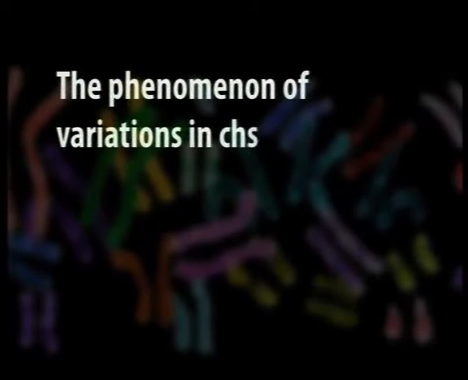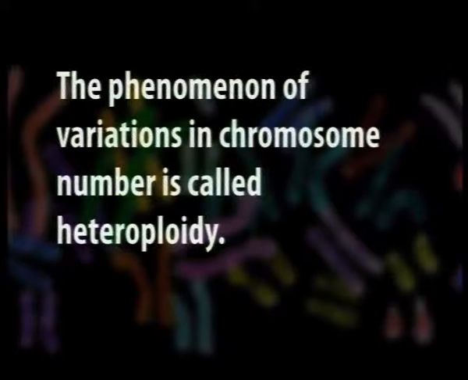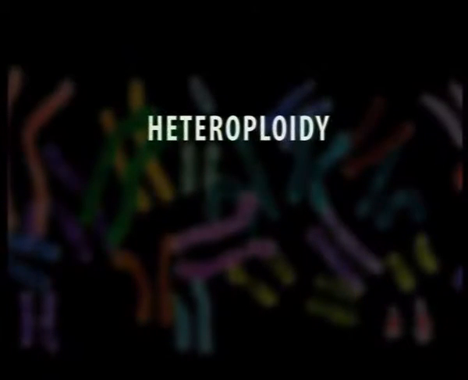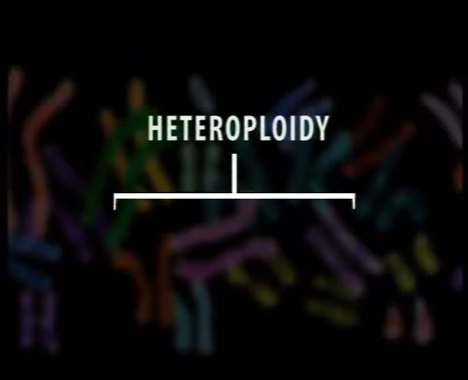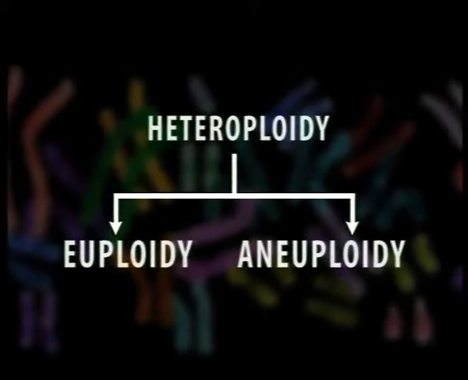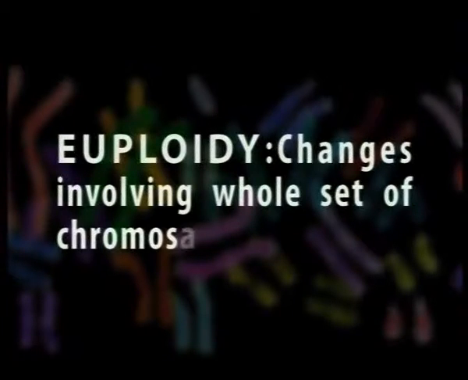Heteroploidy: the phenomenon of variation in chromosome number among organisms or species is called heteroploidy. This variation in chromosome number is of two types, euploidy and aneuploidy. Euploidy means the whole set of chromosomes is involved. Either there is an increase in the whole set of chromosomes or a decrease in the whole set of chromosomes. That is, it is related to x, 2x, 3x, 4x; these are different levels of euploidy.